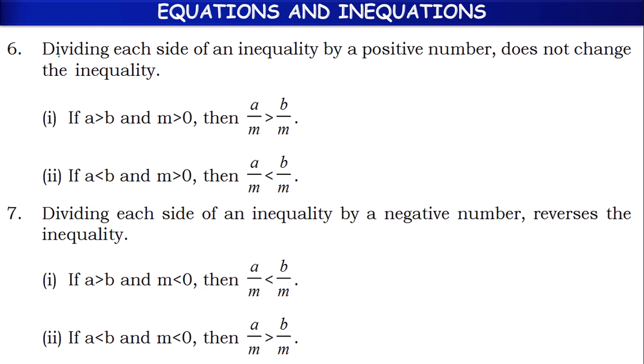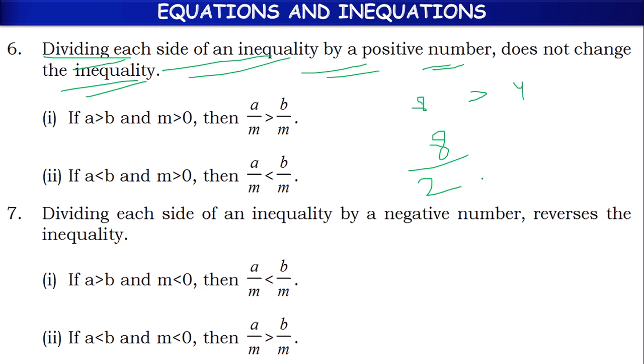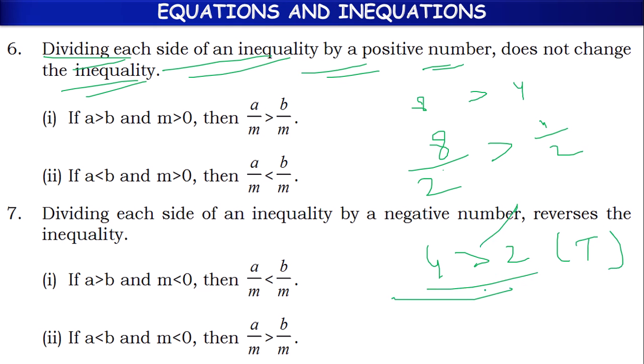Next one. Dividing each side of an inequality by a positive number does not change the inequality. If we have 8 greater than 4, and we divide by 2, 8 by 2 is 4, 4 by 2 is 2, true. It means the relation does not change.